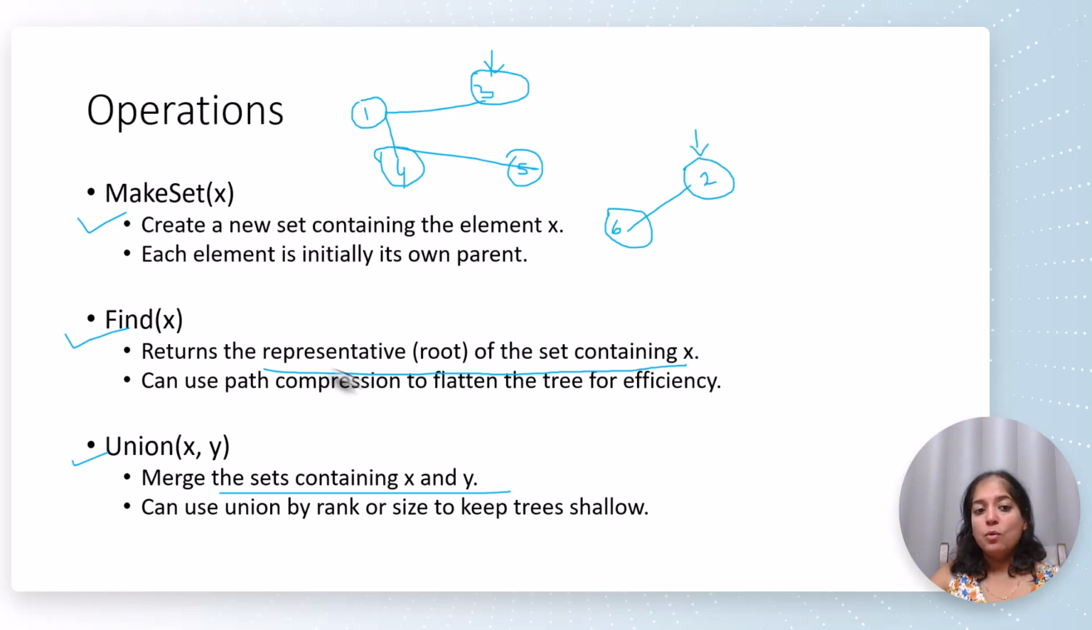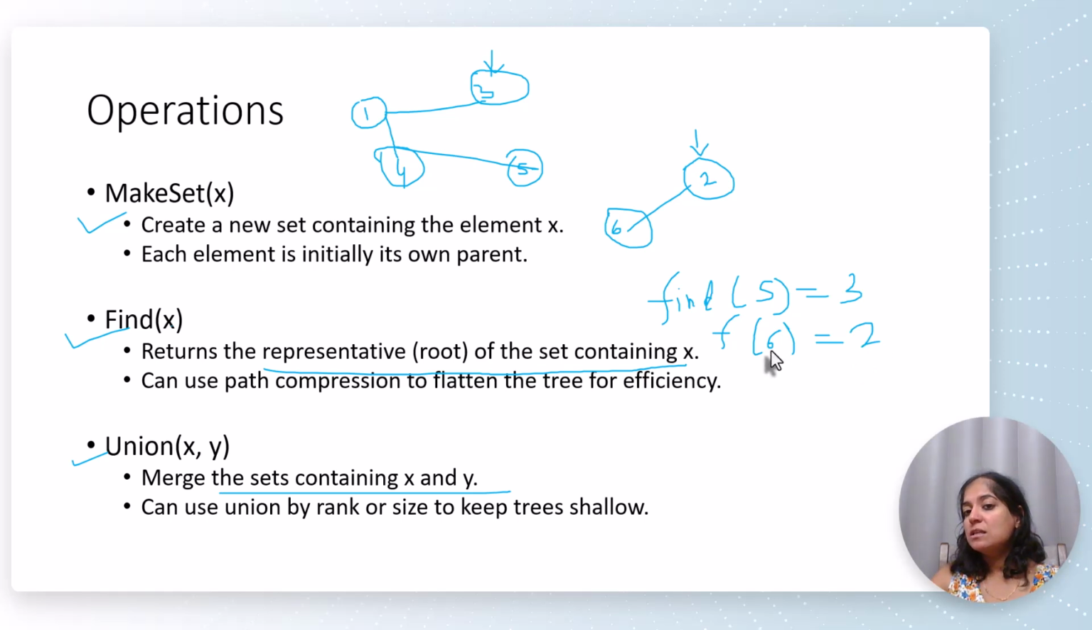So find x returns the representative root of the set containing x. For example, if I say find 5, it will give me 3, because 3 is the root of 5. If I say find 6, it will give me 2, because the root of 6 is 2. If we say find 1, it will give us 3, because the root of 1 is 3. Then union merges the two sets which contain the values x and y.